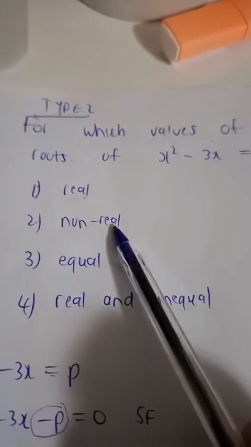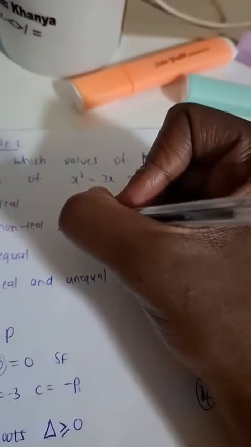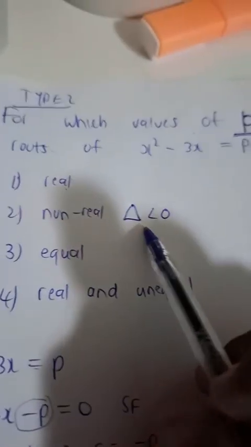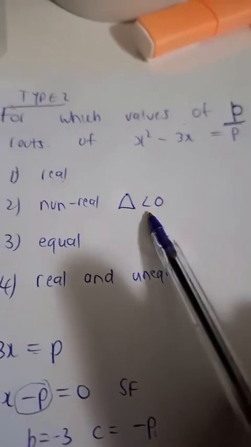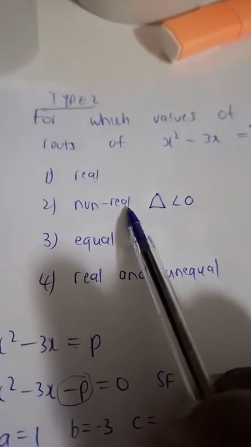Then I would ask for non-real roots, how is delta? So here I would set up an inequality that has delta less than 0. Then I would solve my inequality again, where delta is less than 0, by using this condition.